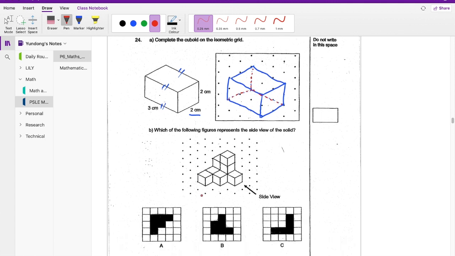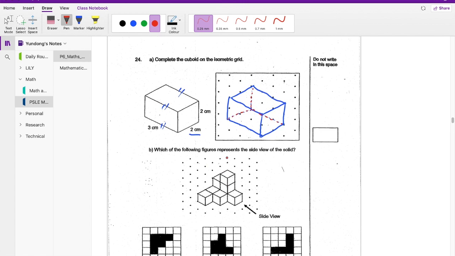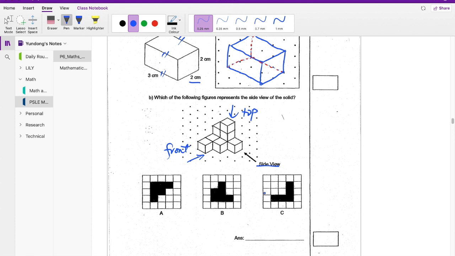Okay, then which of the following figures represents the side view of the solid? For this group of solid, we can see from 3 views. From the top, from the front, and from the side, okay? So it's very clear if we want to see from the side view, right? The right side is 1, 2, 3. This side is 1, 1. Then it should be this one, right?